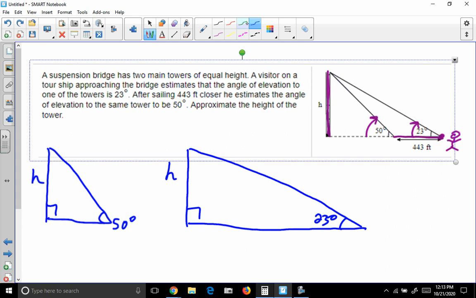So what we need to do is call this distance, we could call it D. So in the smaller triangle, this side would be called D. In the larger triangle, this total distance is a combination of the 443 feet closer that we went and then the new distance from that new position to the bottom of the tower. So that total distance would be D plus 443. So notice we don't have a full side in either triangle.